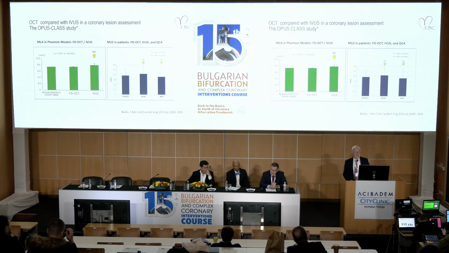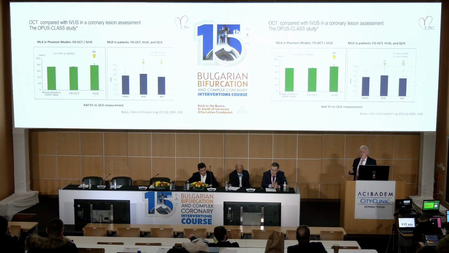And when you use only the minimum lumen diameter, you can see that OCT being the rule, IVUS is still oversizing by 9%, and the most important, QCA is undersizing by 5%. So a solution to our problem is that QCA is undersizing by 5%. Okay, for each segment, you add 5%.